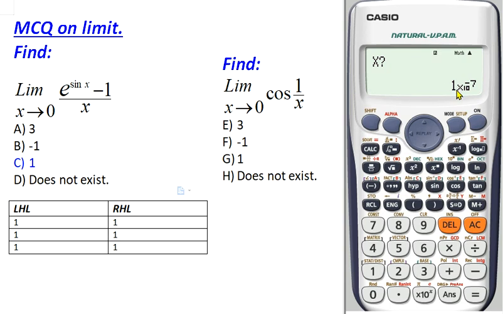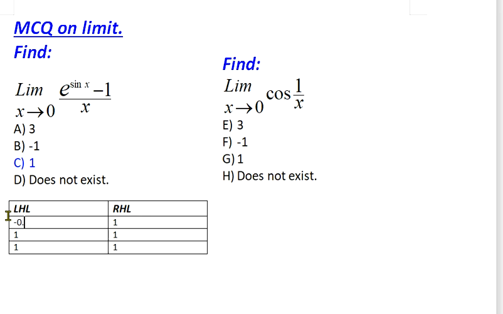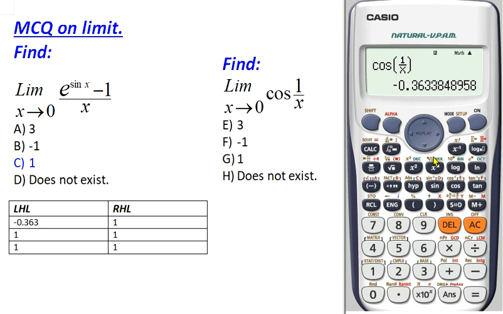Then press the calc. Here the input x is required. This should be very close to 0, because our x approaches 0. Let me approach from the left hand side first. 10 raised to the power of minus 8. This is the value of x very close to 0 from the left hand side, and then press equals. Here the left hand limit is minus 0.363. Let me fill this table: minus 0.363.